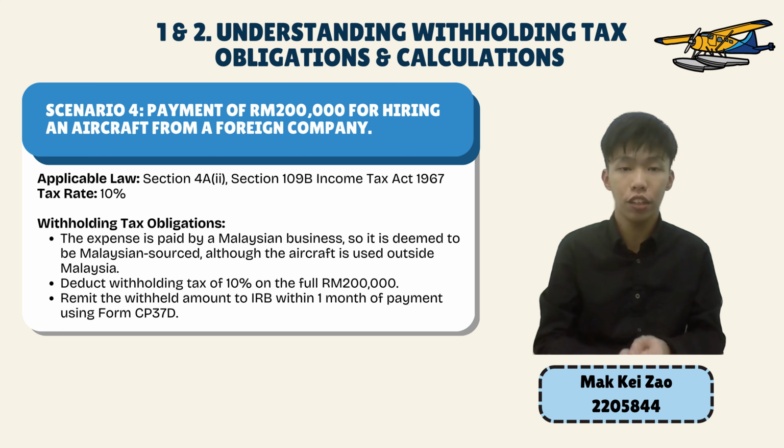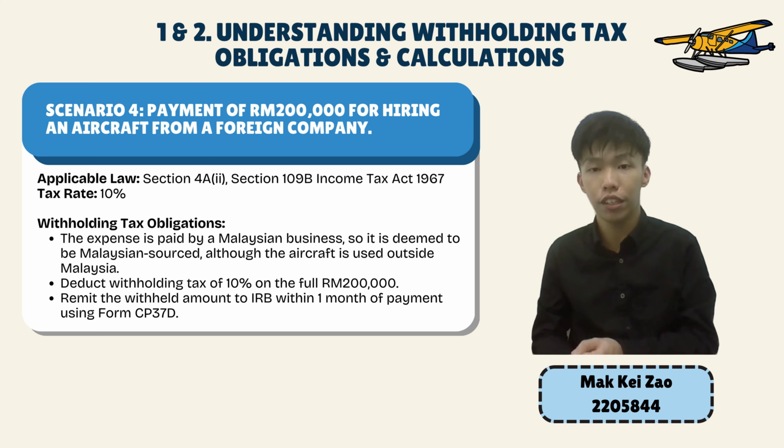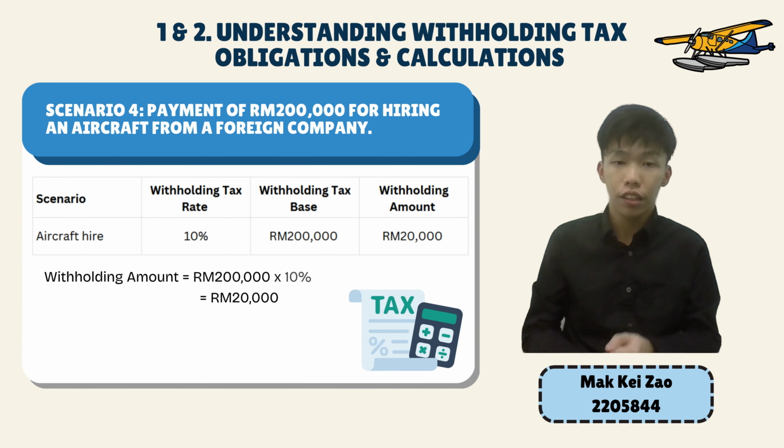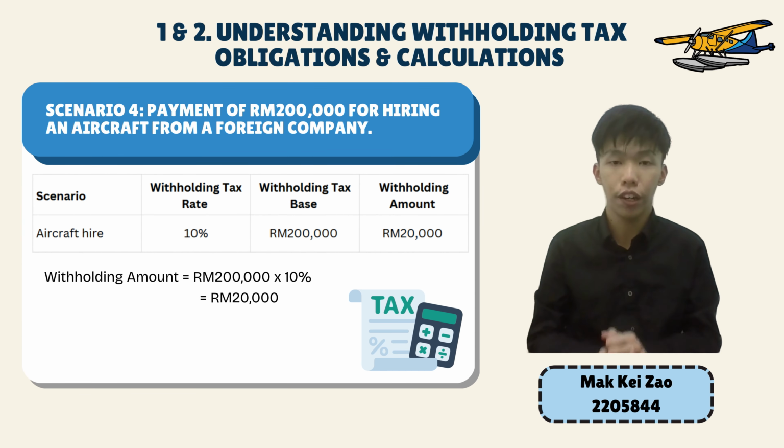The company then needs to remit the tax within 1 month of payment using form CP37D. In this case, 10% of 200,000 ringgit, which is 20,000 ringgit, must be withheld.